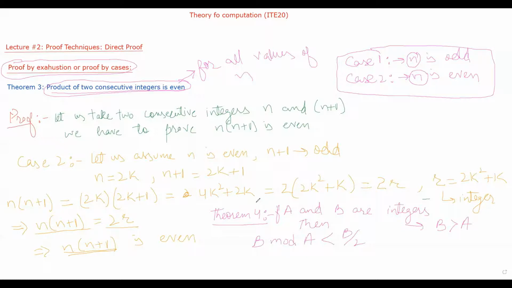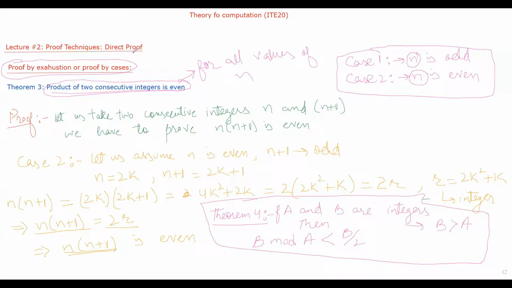Okay, so you have to prove this particular theorem using the proof by cases or proof by exhaustion technique. So, if a and b are integers such that b is greater than a, then b mod a is always less than b by 2. You have to prove this particular statement using this technique, proof by cases or proof by exhaustion.